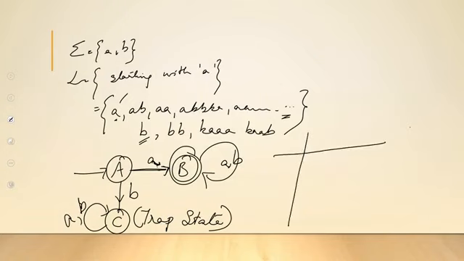You will have just two inputs, A and B. You'll have a state A, a state B, and a state C, which is a trap. A is your initial state. B is the final state, and then things accordingly.